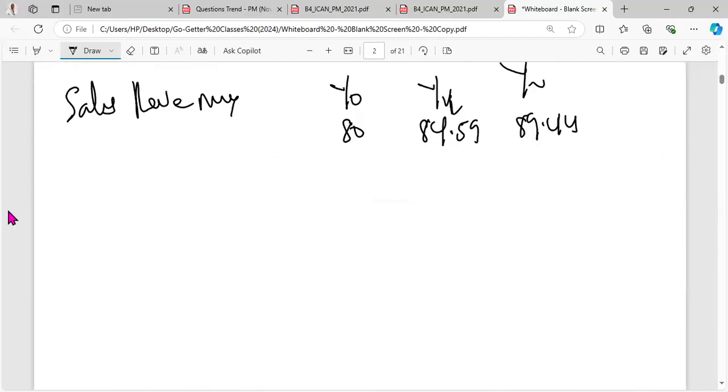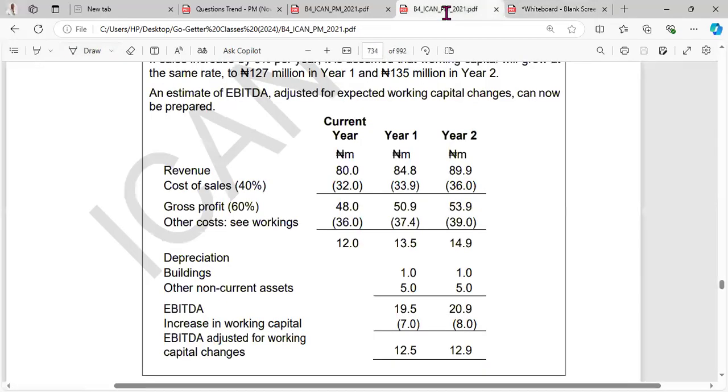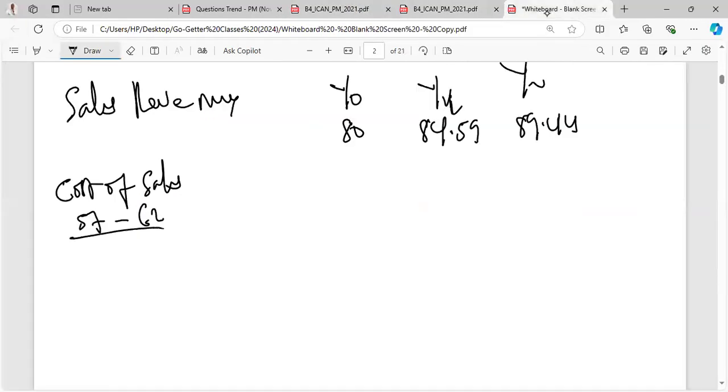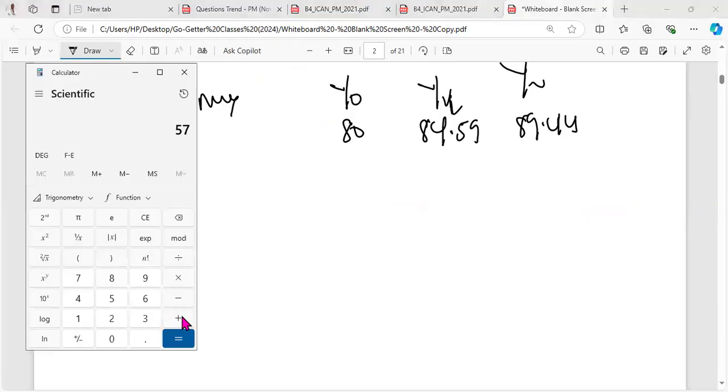Cost of sales, let's do cost of sales. So we said it increased between 57 to 62. That is what we were told. All we need to do here is get the average. These are 2, so when we add them together and divide by 2, 57 plus 62 divided by 2, we're having 59.5.